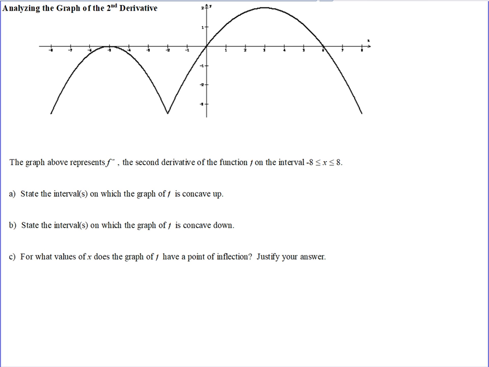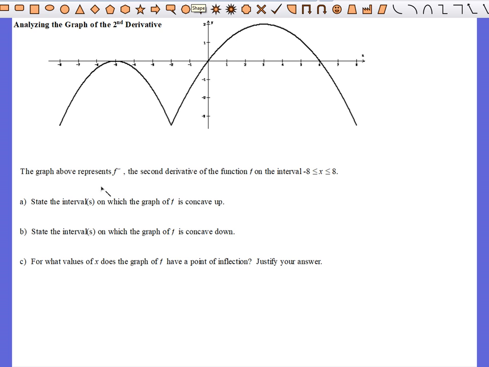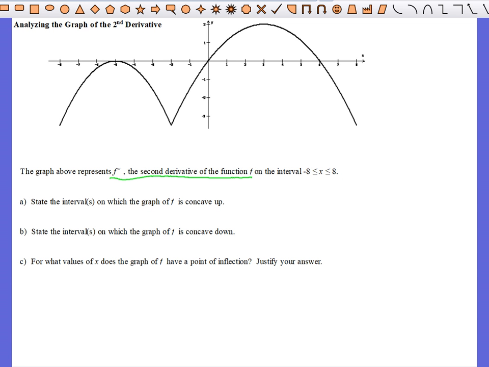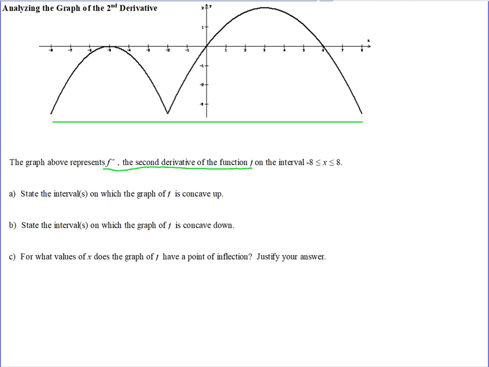This one, there's not as much you can figure out, but there are some things you can tell based on the graph of the second derivative. It says the graph above represents f double prime, the second derivative of the function f, from -8 to 8. And parts A and B are asking about the intervals on which the graph of f is concave up and concave down. So we're going to draw our number line right underneath this graph and label it f double prime of x. So this is the second derivative.